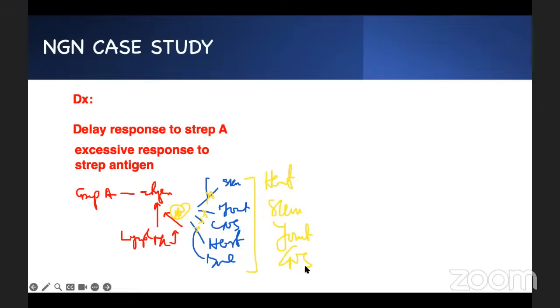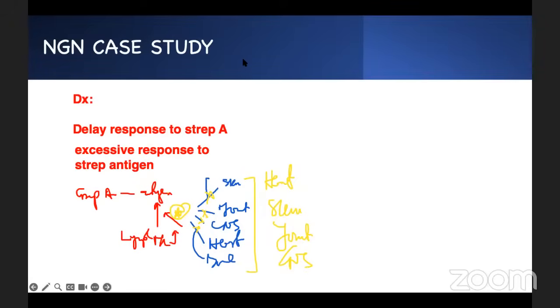This is the pathophysiology. It's because the bacteria are tricking your body system and you have an exaggerated response to that antigen, and therefore all the organs in your body that are very important are in trouble. That's what happened to them. So that's what happened.